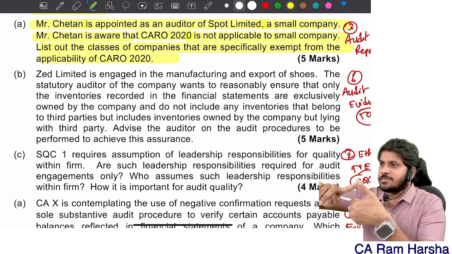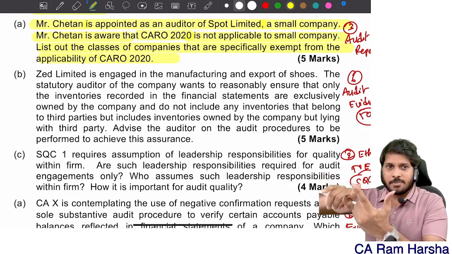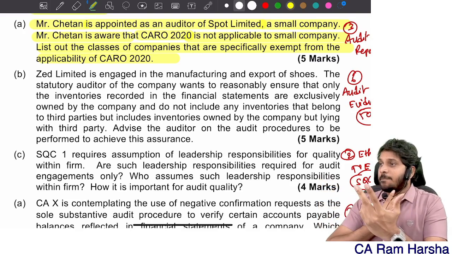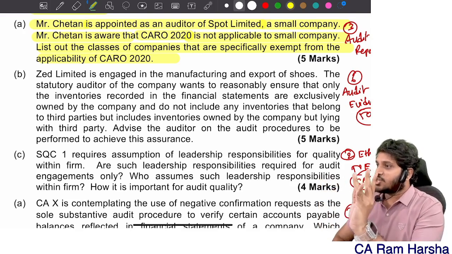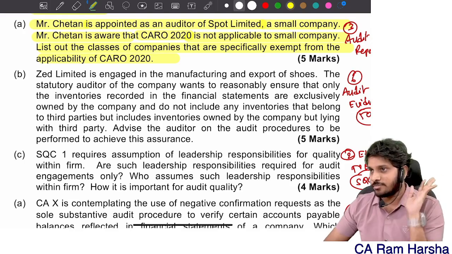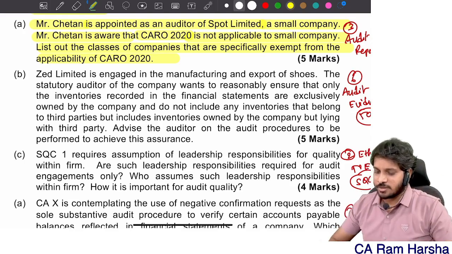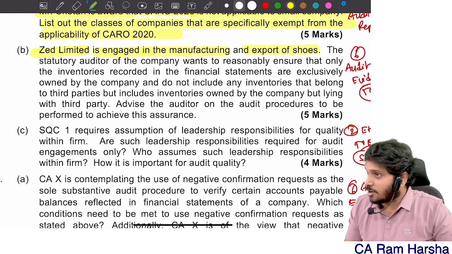Not a holding or subsidiary of a public limited company. Paid up capital and reserves and surplus shall not exceed 1 crore as on balance sheet date. Total borrowings from banks and FI shall not exceed 1 crore at any point of time during the financial year. Turnover as per Schedule 3, including revenue from discontinuing operation, shall not exceed 10 crore. That's it. Right question.